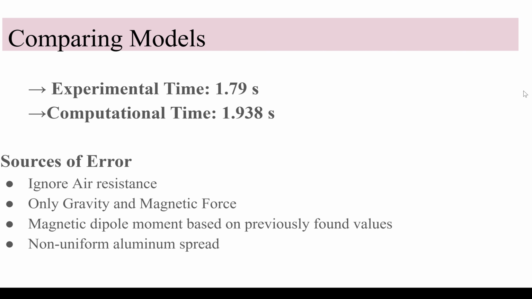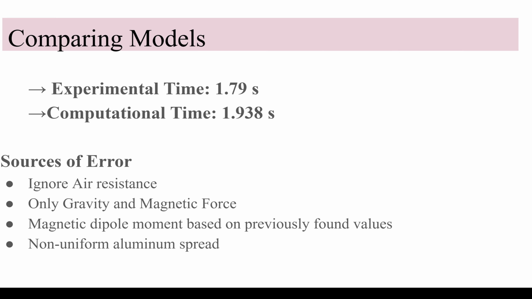So, like I stated earlier, our experimental time, or the time found during the experiment, was 1.79 seconds. However, the computer model found the final time to be 1.938 seconds. This is a pretty close number, but it's important to look at a couple different reasons why there might be differences. Of course, in the computer model, we ignored air resistance, and in the experiment, it was very apparent.